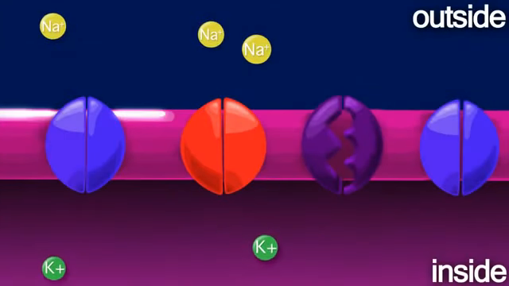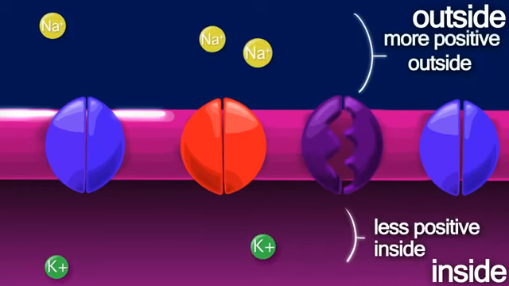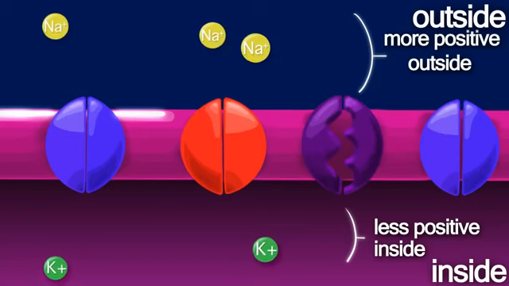A resting neuron's plasma membrane is polarized. When a neuron is polarized, there are fewer positive ions inside the cell than outside the cell. In other words, the inside of the cell is less positive than the outside.